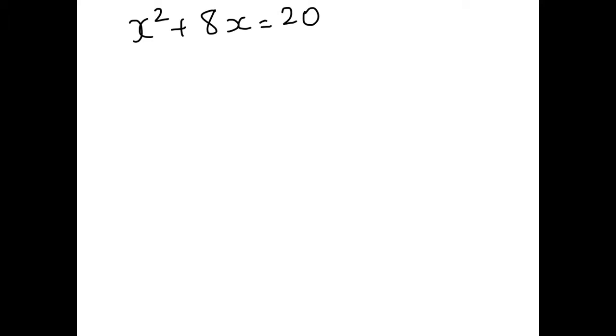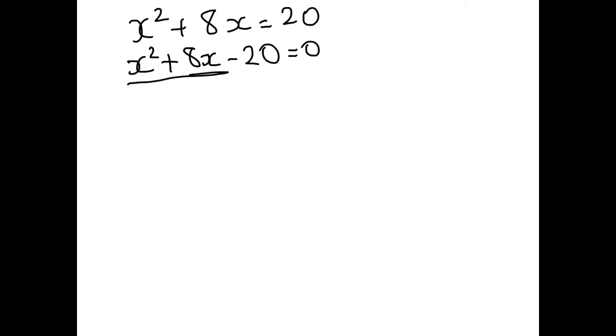There are a couple of different ways to solve these problems. The method I'm going to use is to get everything over to one side of the equation and have it equaling 0. So I'm going to start off by subtracting 20 from each side. So x squared plus 8x minus 20 equals 0.